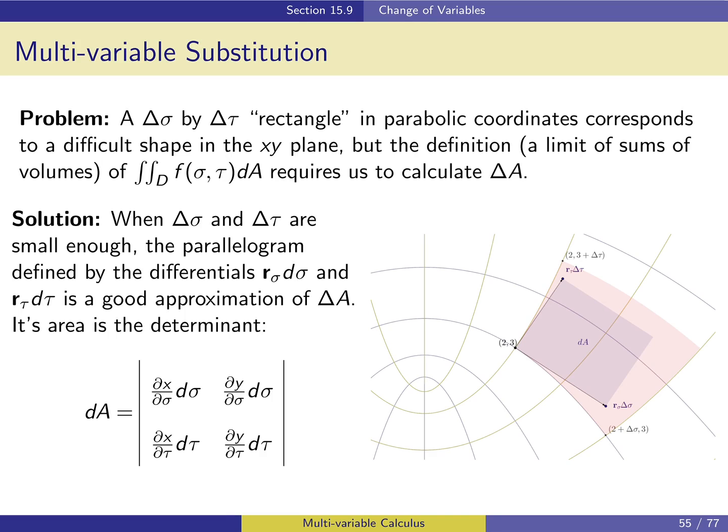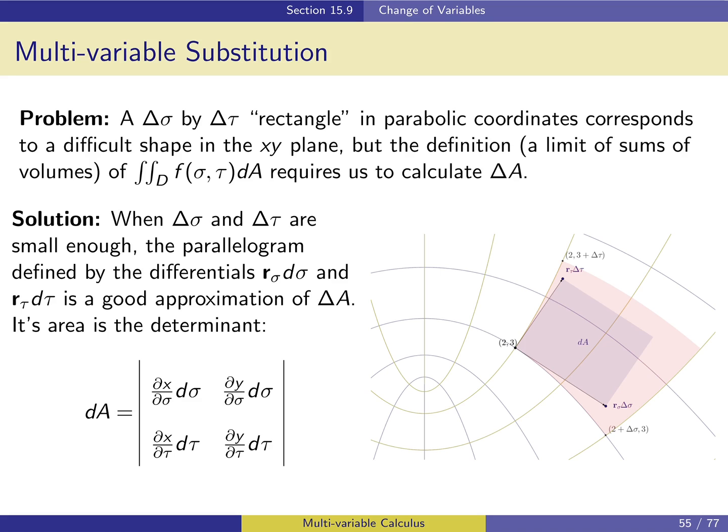And so just like in an integral, when delta sigma and delta tau get small, I'll replace those by d sigma and d tau. And then all I need to do is figure out what the area of this parallelogram, whose area is dA, what that area is.